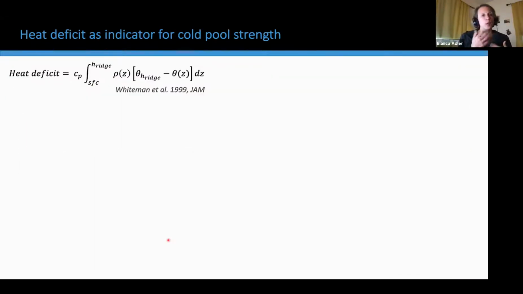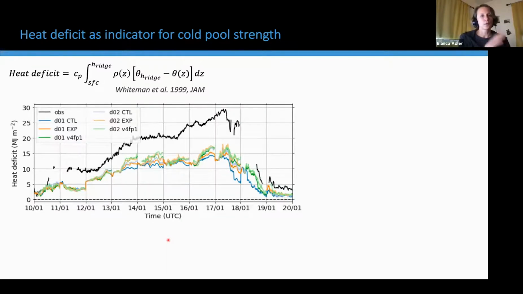We also looked at the cold pool strength, and as a measure of that, we computed the heat deficit, which is basically the integral of potential temperature from the surface to ridge height. And we did this for the observations in black and also all the model versions for the grid point closest to Wasco, where we had the observations. What you can see is that in general, the models did a pretty good job. They all captured this increase of heat deficit when the persistent cold pool formed. And then they also captured the decay at the end.